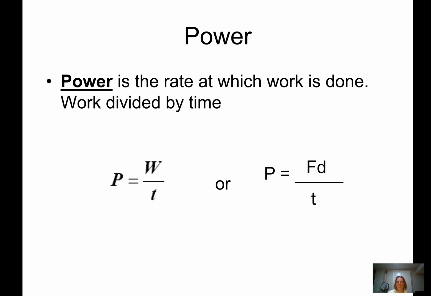Hi ho, this one's all about power. It's the rate of doing work. So work is your force times displacement. Remember, they're both vectors. They have to be in the same direction. But power is how quickly you can do the work. Okay?